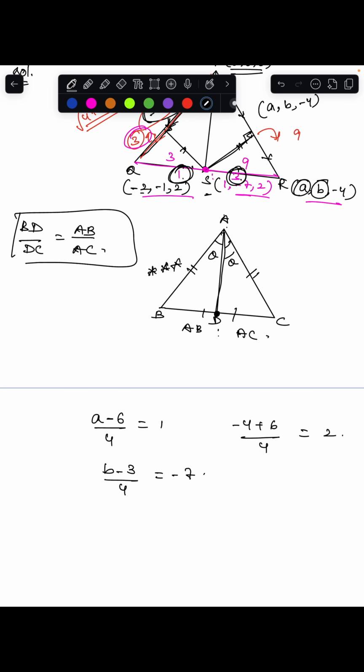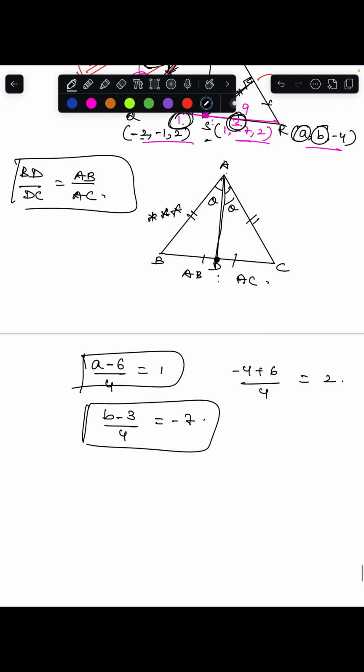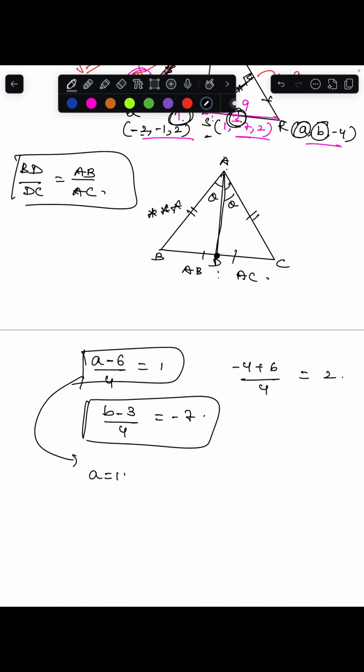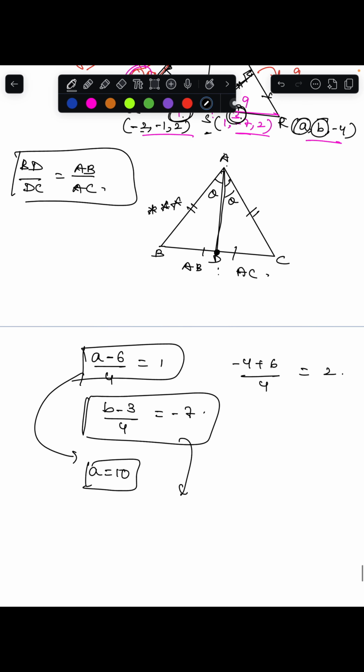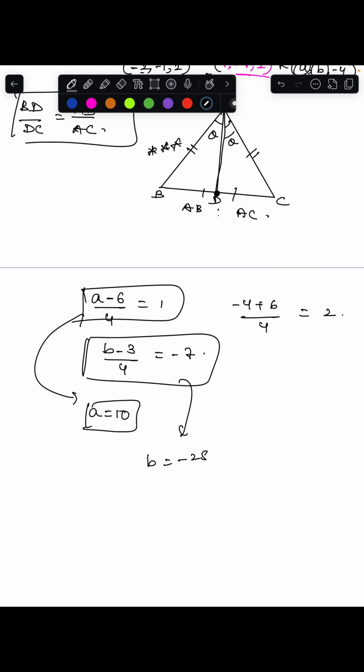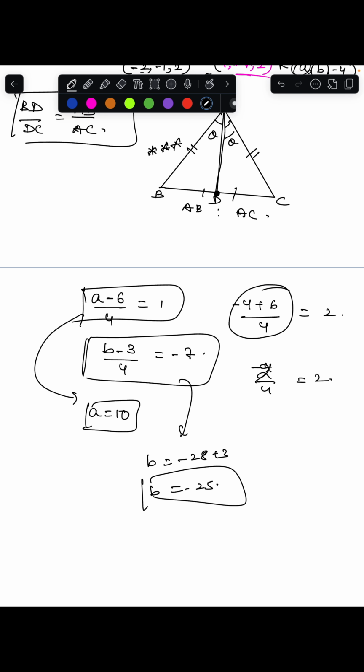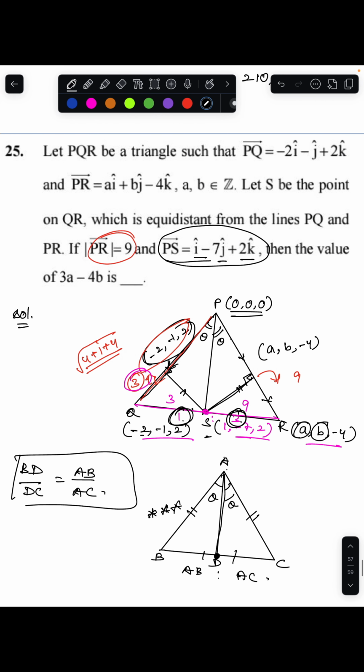Here, if you equate these, I am getting A equals 10. Here I am getting B equals minus 28 plus 3, so B equals minus 25. But the thing is, the values are not matching here. You are getting 2 by 4 equals 1 by 2, right? So there is some mistake in the question here. That's why they had given this question as dropped. You can verify the final answer sheet. So it is given as drop.